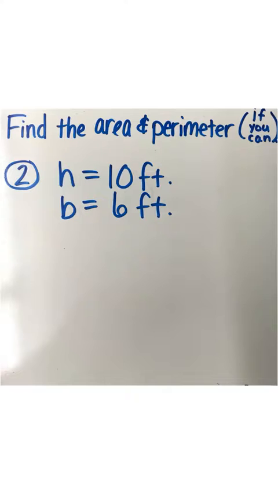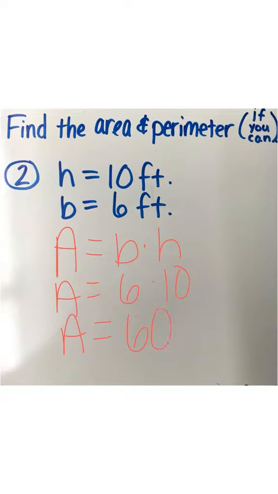Number 2, you're given the height is 10 feet and the base is 6 feet. Again, your formula is area equals base times height. Plug in your numbers. Base is 6 and height is 10. So area is 6 times 10, or 60. Your unit is feet, and because it is area, it is squared. Your answer is 60 feet squared. We are not able to find perimeter at this time.